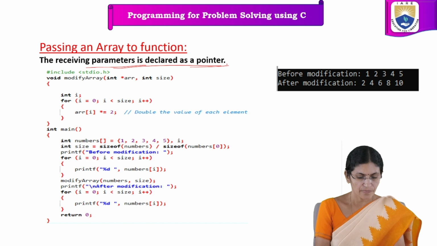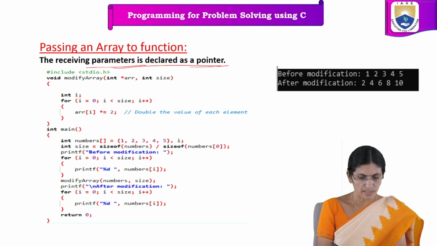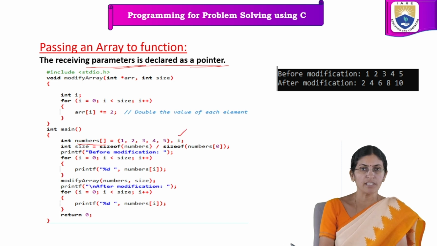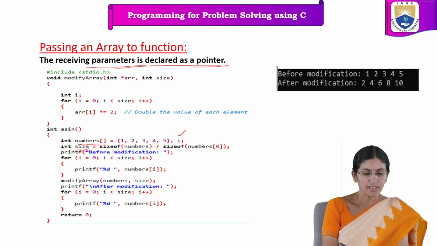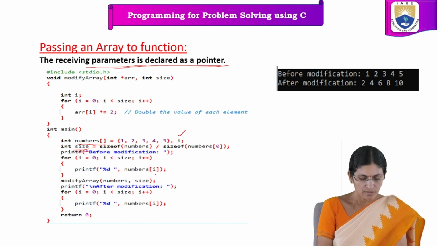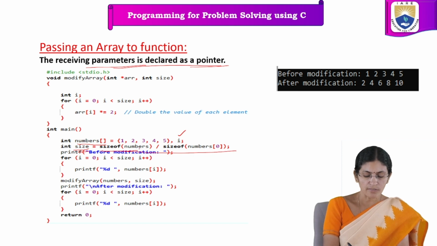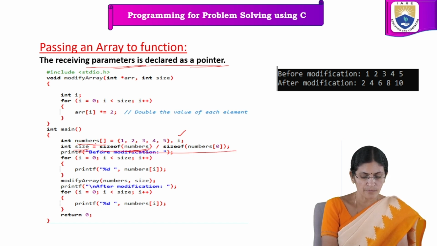as a pointer. In order to analyze this, this is the program. Here in the function, we have declared and initialized an array. The name of the array is numbers. There are 5 elements in the array and one more integer variable I. Next we need to calculate the size of the array. We can calculate the size by using this formula: the total size of the array, that is sizeof numbers, divided by the size of the first element of the array. That will give the number of elements of this array.